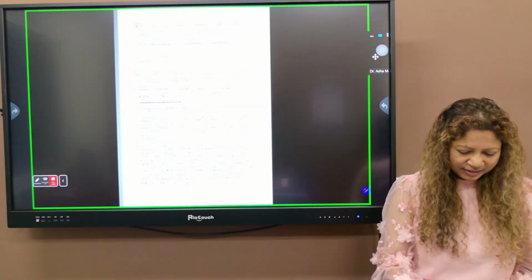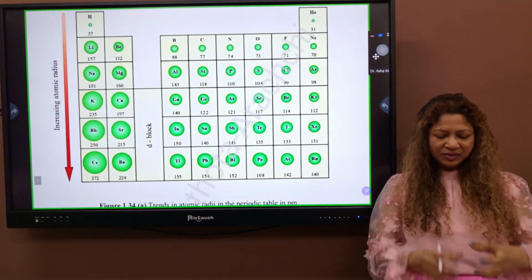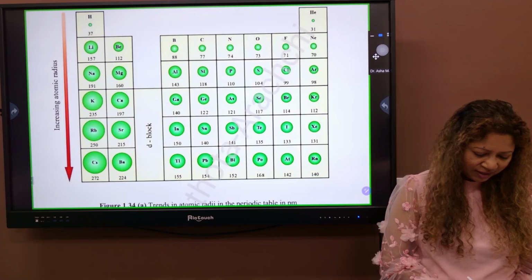So tell me, the shielding effect, down a group, is it increasing or decreasing? Shielding effect.